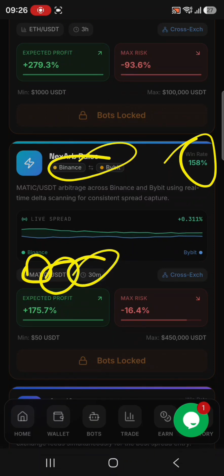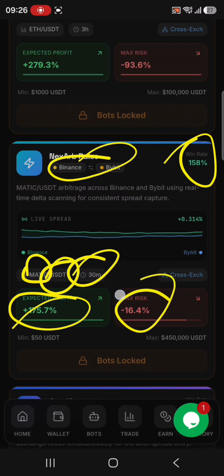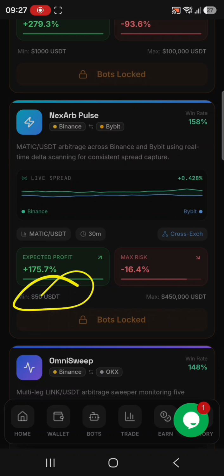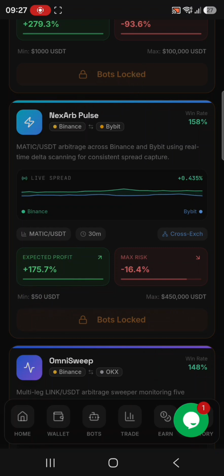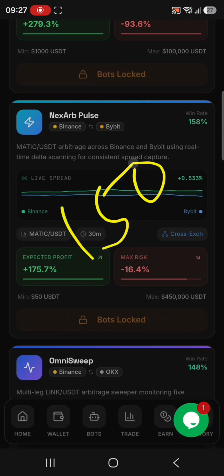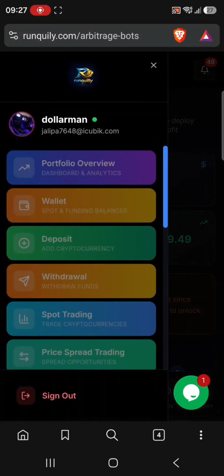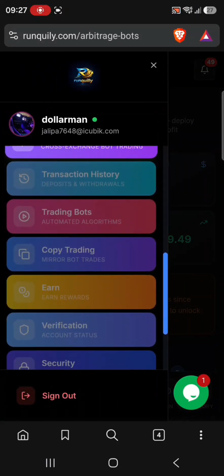So the bot will run for 30 minutes and expected profit margin is 175.7 and the loss margin is 16.4. As you can see, the minimum you can trade with this bot is only $50. If you can't get a capital of $50, my guys, you have a problem, and you should start trading as soon as now. So this profit margin tells you that if you start with 50, your profit can end up to 150 USDT. So that's why I'm telling you, if you can't afford to risk 50 USDTs, then you have a very big problem. So that is crypto arbitrage trading bots.